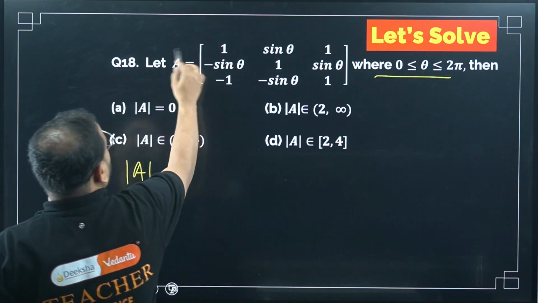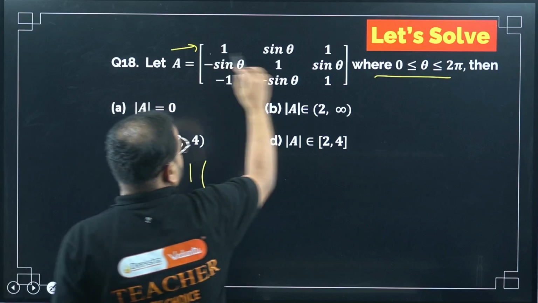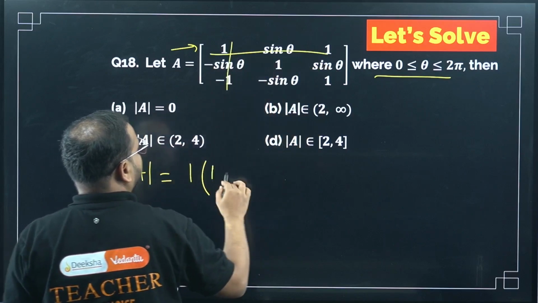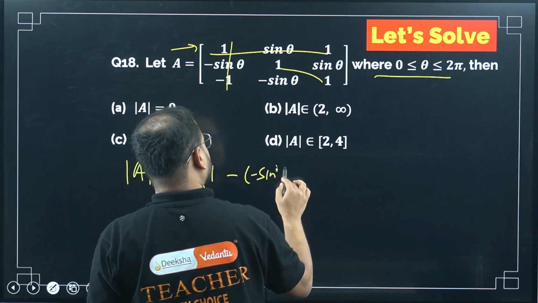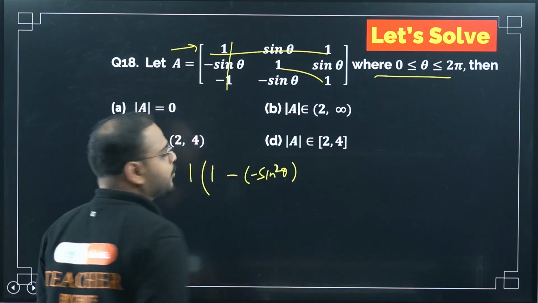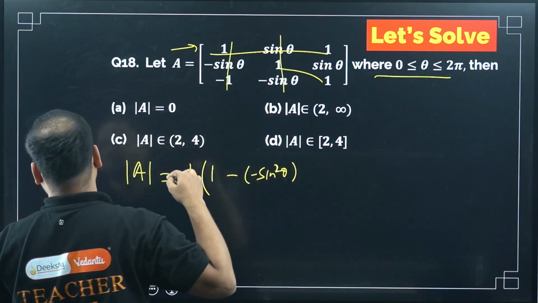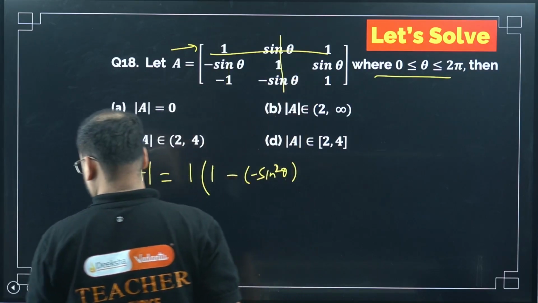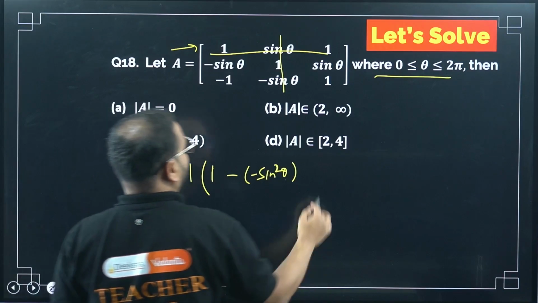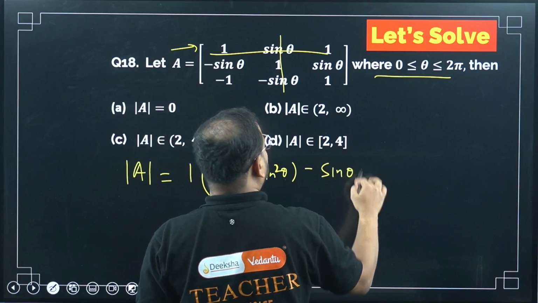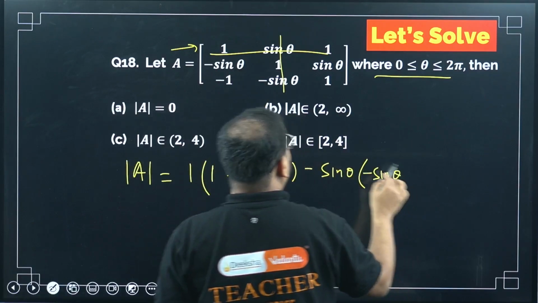Let's expand across row 1. For 1, cancel this row and column, I'll get 1 minus minus sine square theta. Same will do for the next one. I'm going to get a minus sign over here. Minus sine theta times what? 1 minus sine theta will be minus sine theta simply.